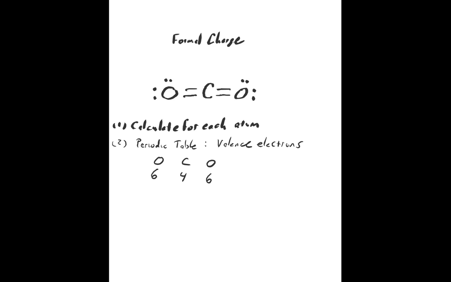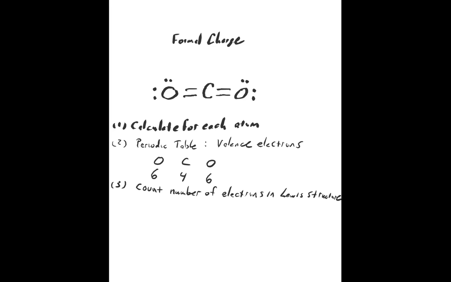Third step. What you do is you count the number of electrons in the Lewis structure. So now you're not using the periodic table, you're using your Lewis structure. So this presupposes that you already have a Lewis structure, right? So you draw a Lewis structure and then you do this formal charge calculation. But you count the electrons differently than we have so far.